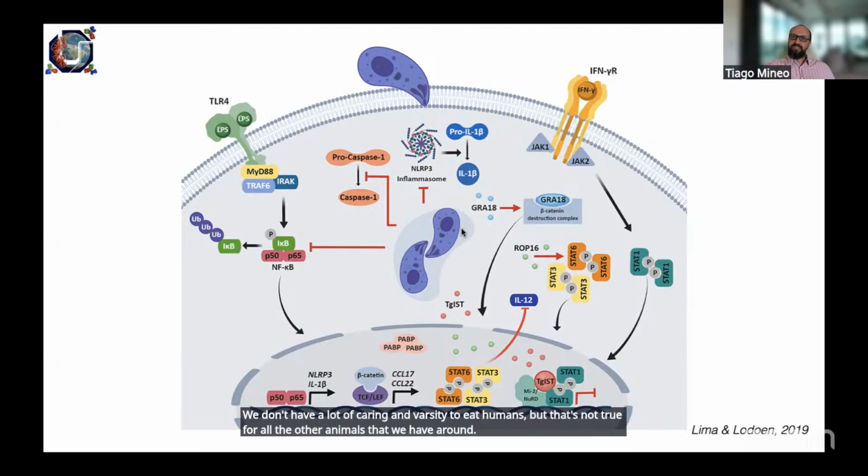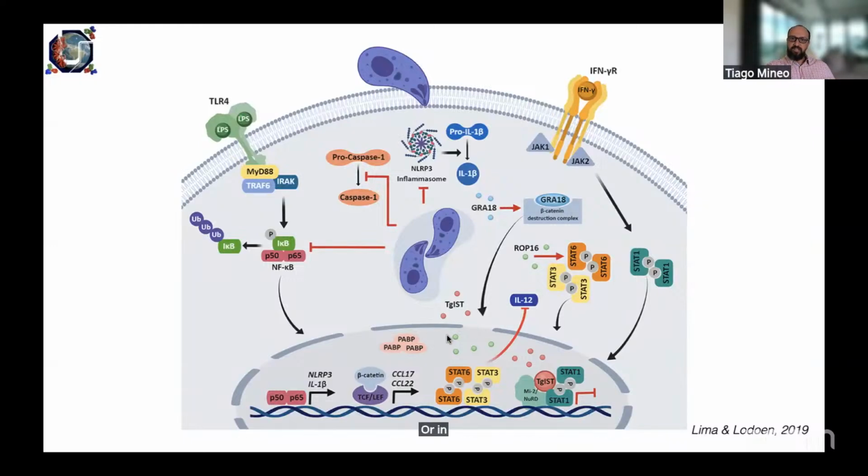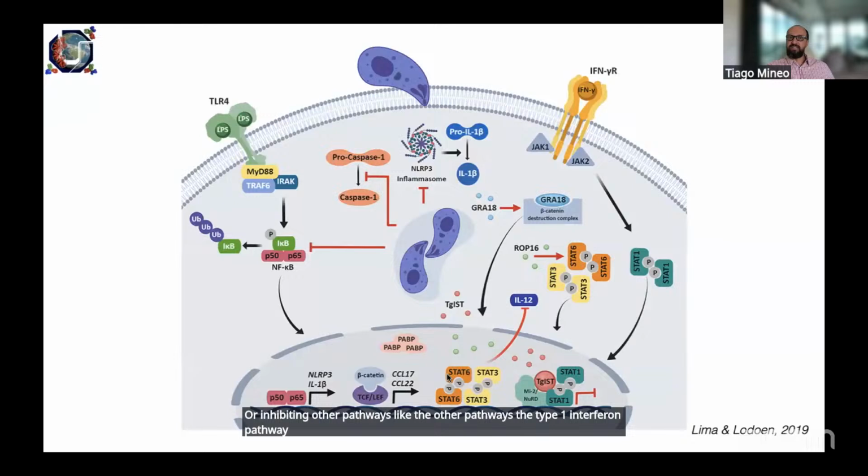So the parasites do secrete some molecules that are able to phosphorylate STATs, inhibiting IL-12, or inhibiting other pathways like the type 1 interferon pathway, preventing the cell from responding properly. They're modulating the cells as they wish.